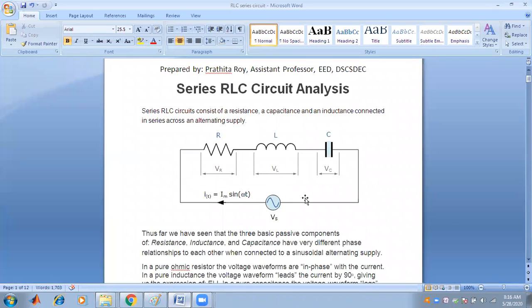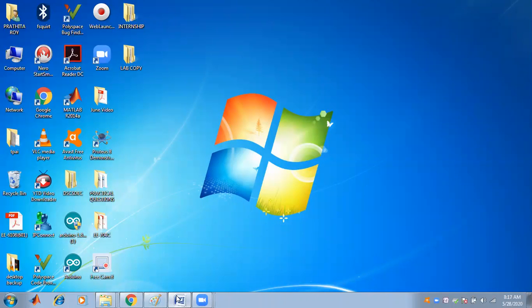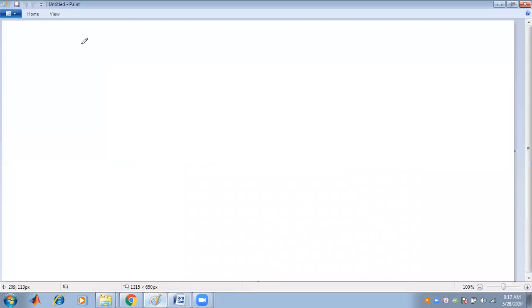This is called the series RLC circuit, where the voltage across the R is VR, the voltage across the L is VL, and the voltage across the capacitor C is VC. This is generally known as a series RLC circuit. We have just drawn the series RLC circuit.